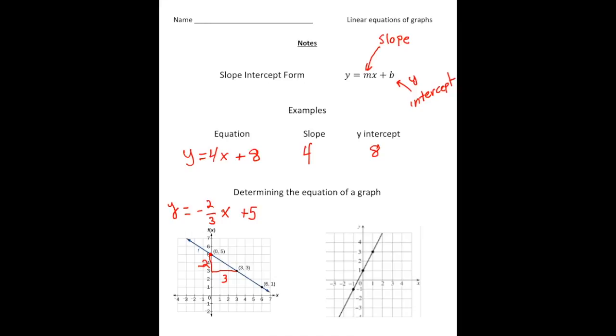And there it is. All right. So again, the b value is the 5 because that's the point where the line intercepts the y-axis. And then the slope of the line is negative 2/3. And that's where that comes from.